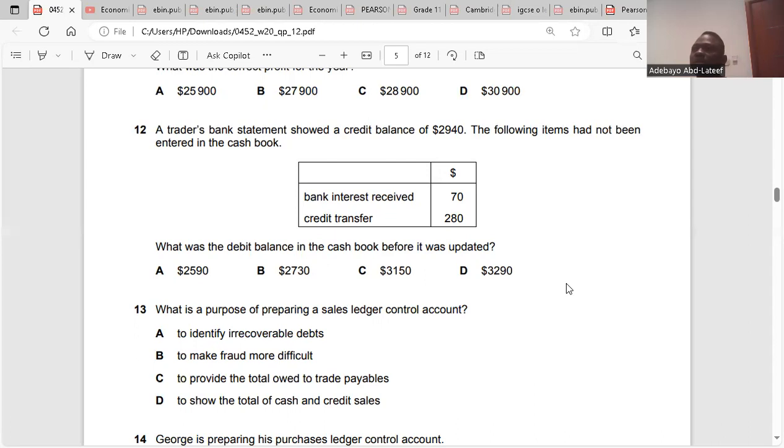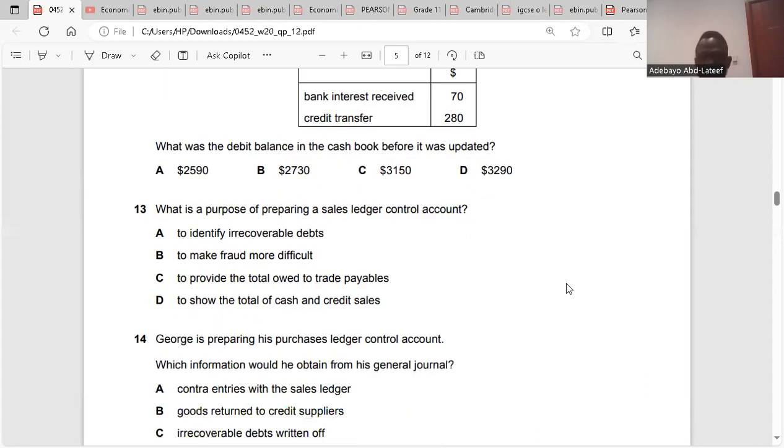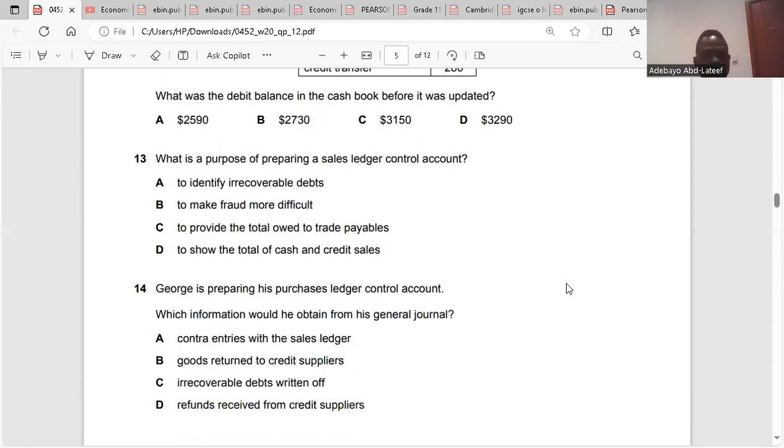Do you get what I'm saying there? Yes. Your cash book has a 2,590 balance instead of 2,940. How do we get to know? Based on the figures from the bank, which is 70 and 280, which is 350. Is it clear now? Yes. That's question 12A. Question 13.